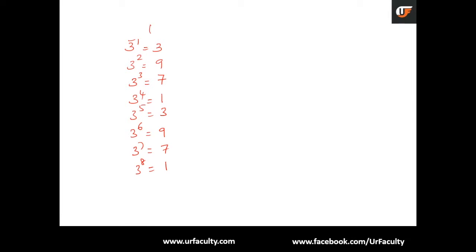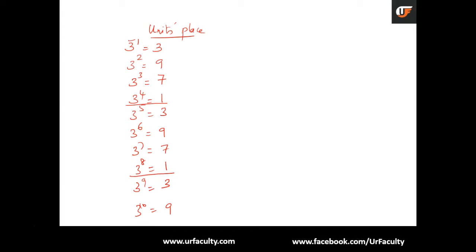I hope you are able to understand what I'm trying to do. I'm just entering the units place. And how did I move to the units place of the next power? I just multiplied it by 3. So if I continue like this, you'll see again that after every 4 numbers, there is a repetition. Every 4 powers.